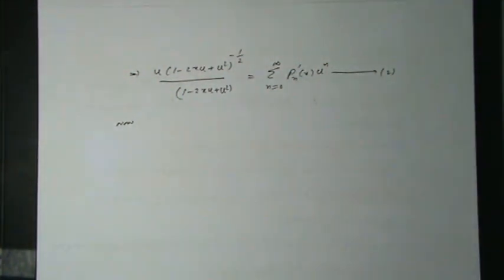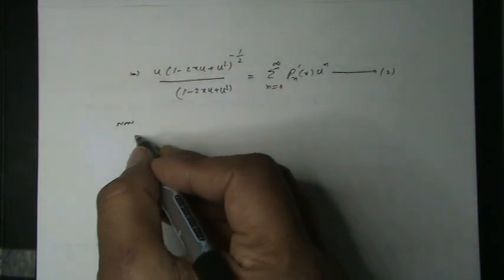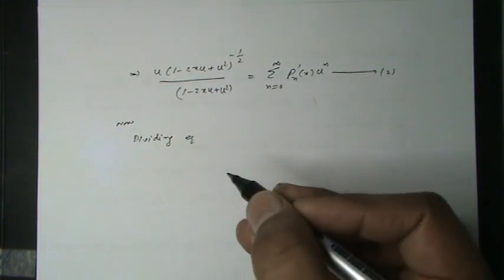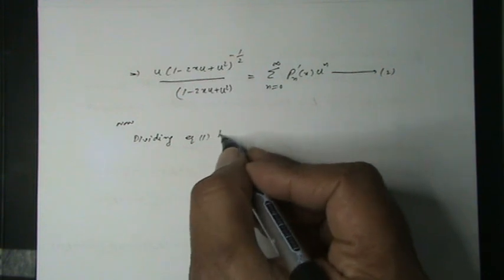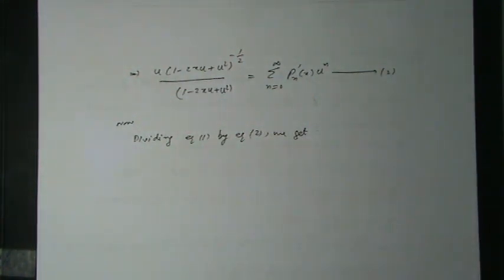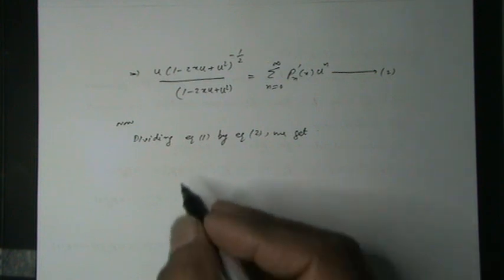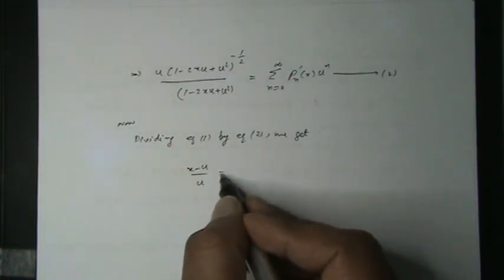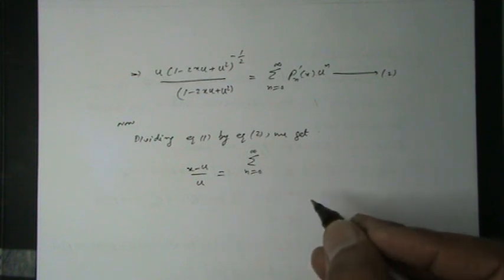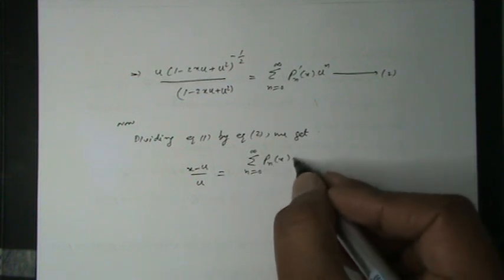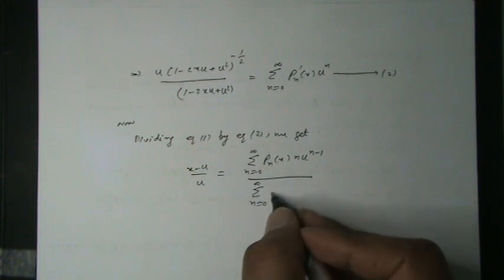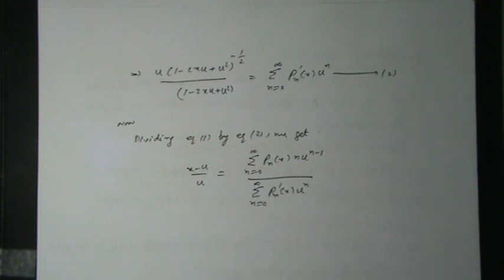Now dividing equation 1 by equation 2, we get (x minus u) over u equal to sigma n from 0 to infinity Pn(x) n u^(n minus 1) over sigma n from 0 to infinity Pn dash (x) u^n.